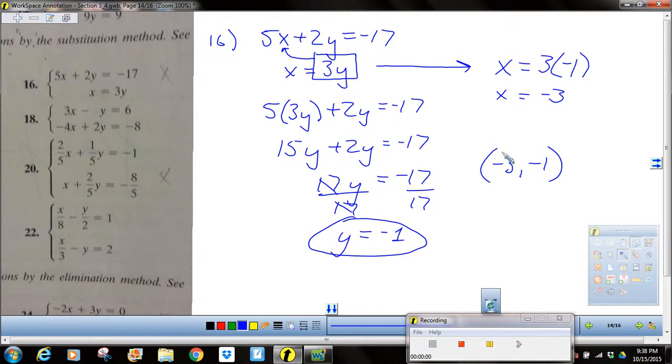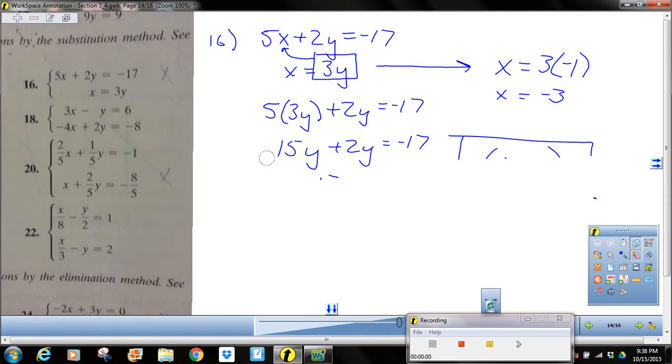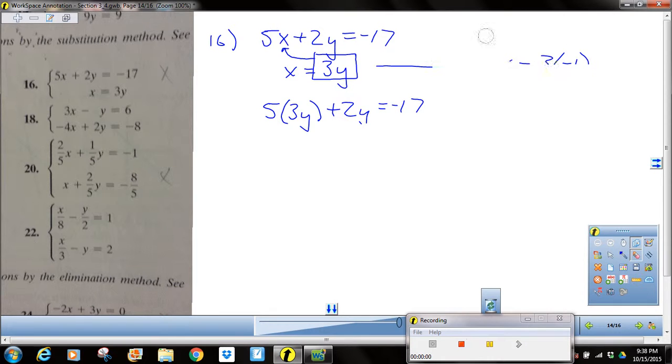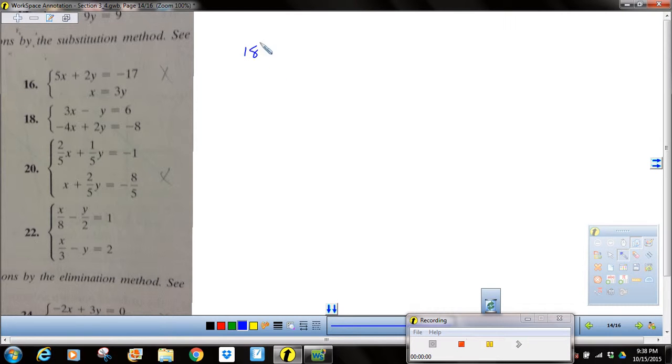I could test it. I could put the -3 here and the -1 here, and that would be true. I could put the -3 up here and get -15 minus 2 would be -17. So this is the solution. Let's see if maybe I've got time to work one more. I'll do number 18. I'll try to work quickly here since I only have about a minute.